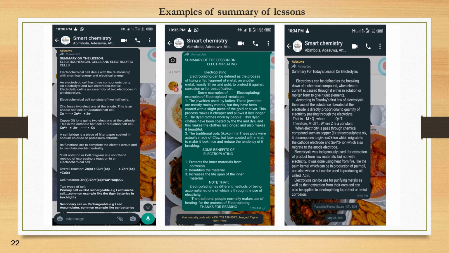This slide here shows you an example of summaries of three lessons that we shared with our students during one of our studies. So you can use WhatsApp, but like I said, for the first lesson, it is the job of the teacher to send the summary of the lesson. But afterwards, you pass the baton to the group leaders. So you can appoint any of the group leaders to send the summary of the lesson after the first lesson.